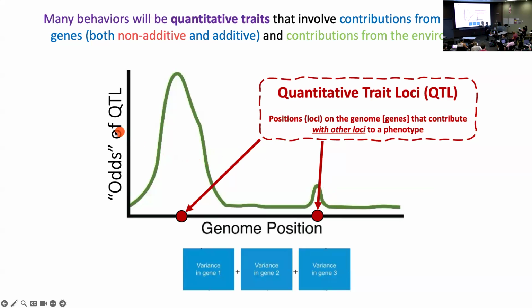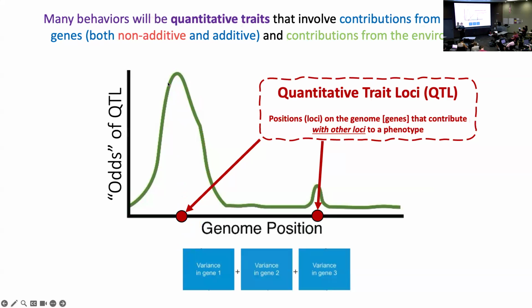So the idea here is you sweep across all positions in the genome, all genes, and then you get this green line, and the 2 peaks of this green line correspond to the 2 red dots here. These are the 2 positions on the genome that are most likely to be contributing together to that behavior. This is the odds that this QTL is contributing to the behavior that we're studying. So it's the odds that this portion of the genome is contributing to this phenotype.